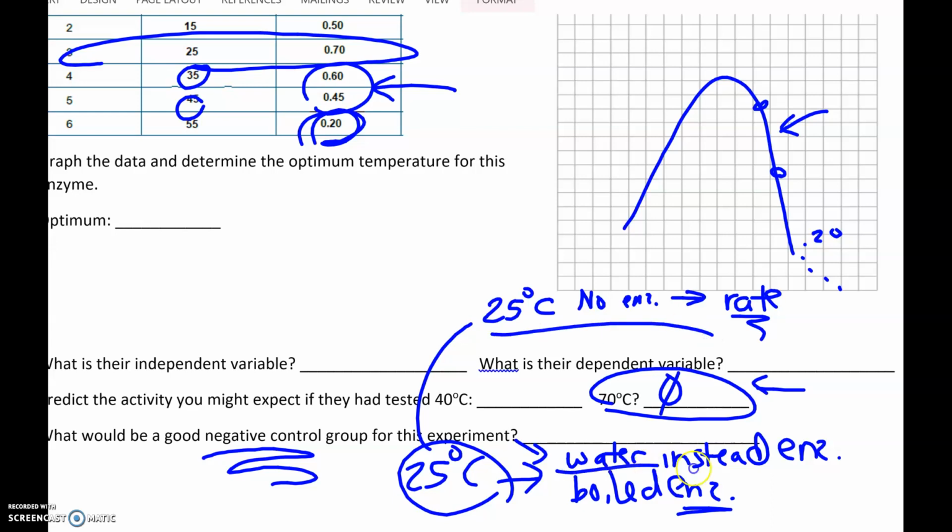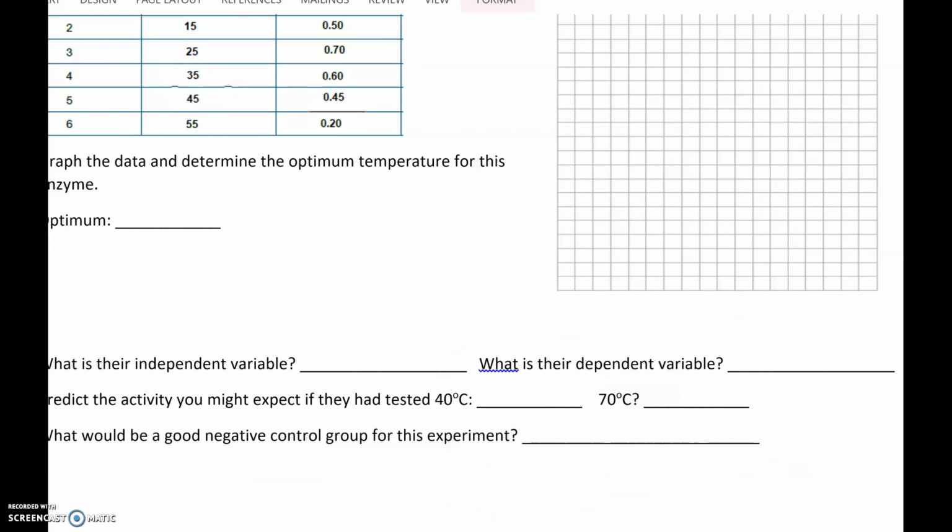So that's what you'd want to see, either water or boiled enzyme. That's a really, really common one on there. If you see that there's a group with boiled enzyme, that's what it is. It's your negative control, because you basically want to see what happens without your independent variable, which, even though technically your independent variable here is temperature, is the effect of the enzyme at these different temperatures.